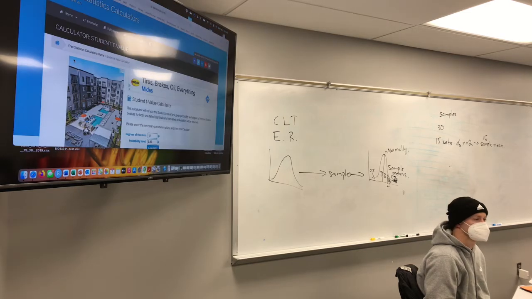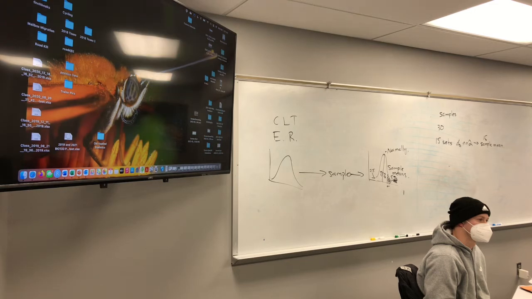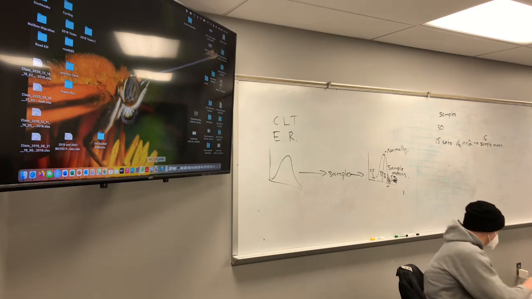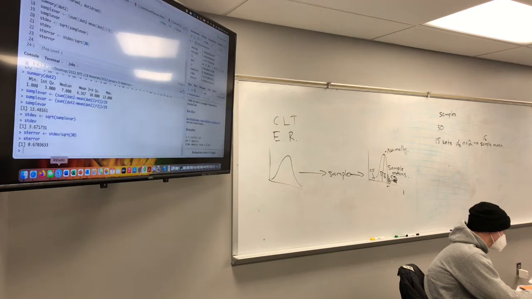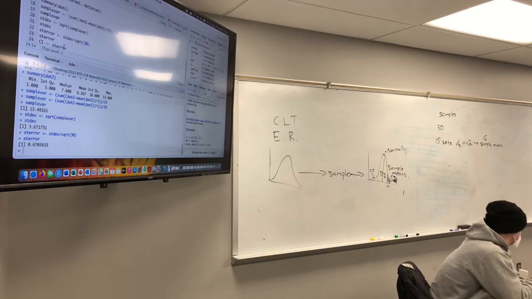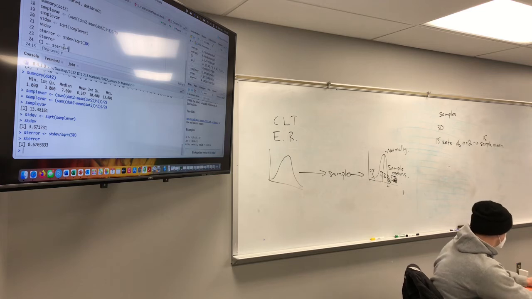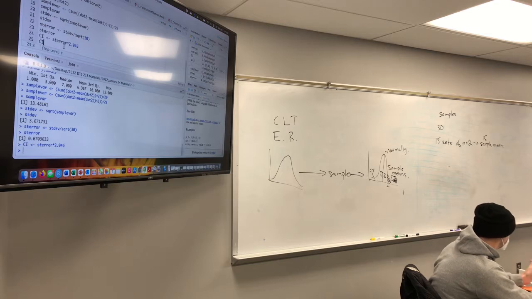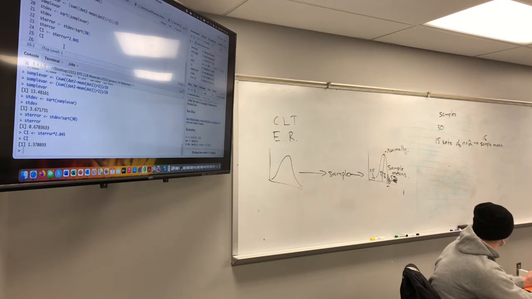So we can now go back into R. What did I do with R? Now we can calculate the width of the confidence interval, which is simply going to be the standard error times 2.045. And then check to see that that worked. 1.37 is what I got. Is that what you guys got?